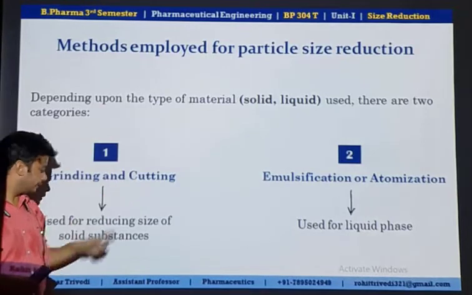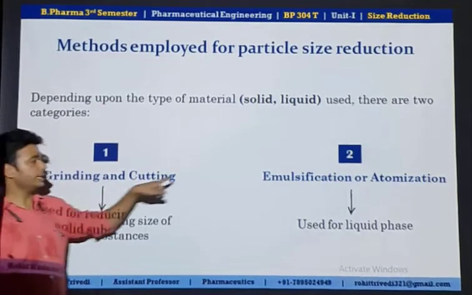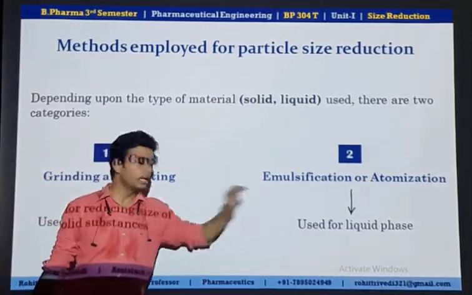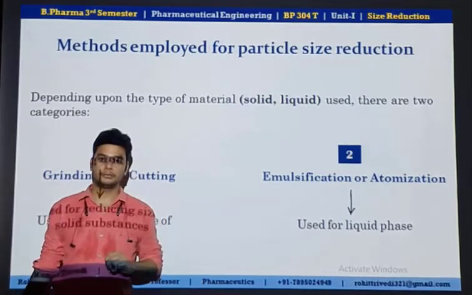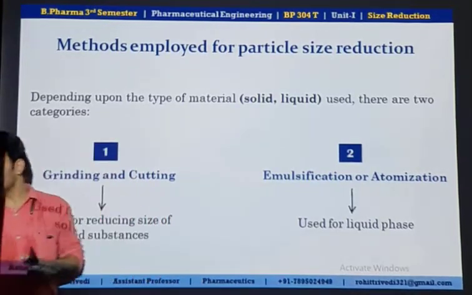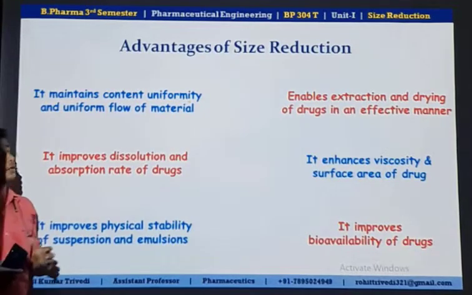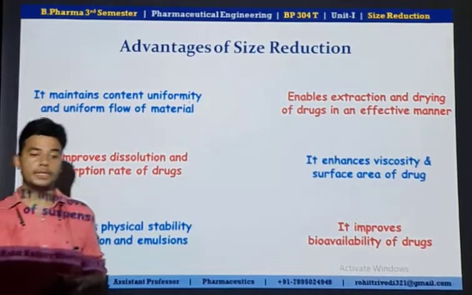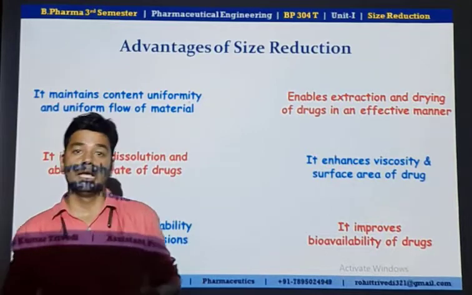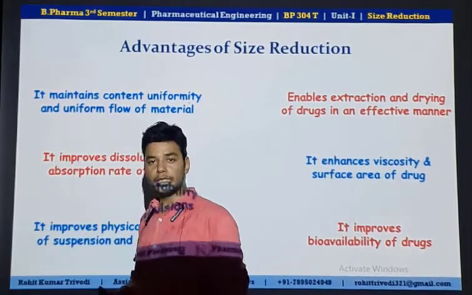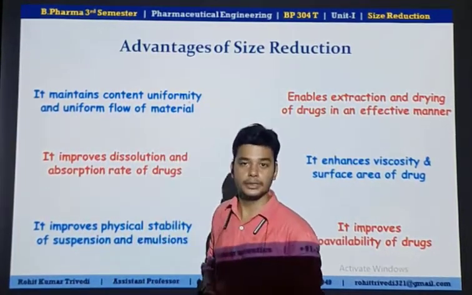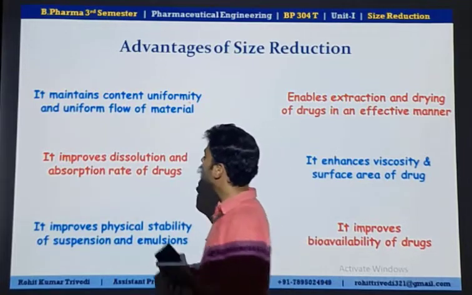Grinding and cutting is for solid substances, and emulsification and atomization is for liquid phase or liquid substances only. Okay, now moving further, the advantages of the process of size reduction. Obviously, there are several advantages due to which we are using the process of size reduction. Now, let's discuss them one by one.